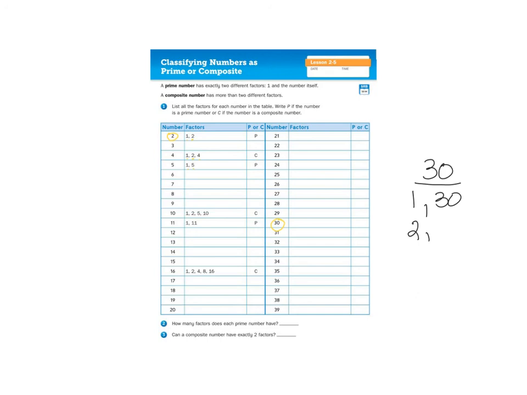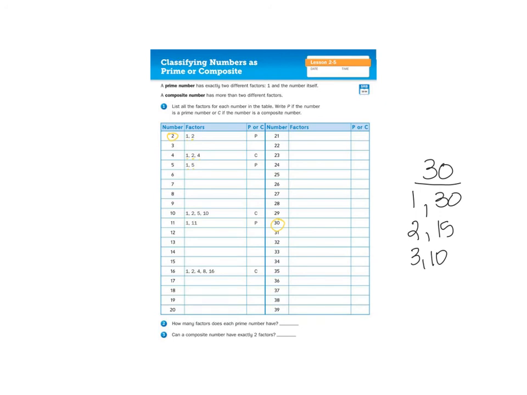If I skip count, I'd start with 2. I would say 2, 4, 6, 8, and keep going until I got up to 30, and I could tally the number of times I did that. I know that 2 times 15 equals 30. Then I'm going to keep going. Does 3 work? Well, I see that there's a 3 in 30, and there's a 0. So that means 3 times 10 equals 30.